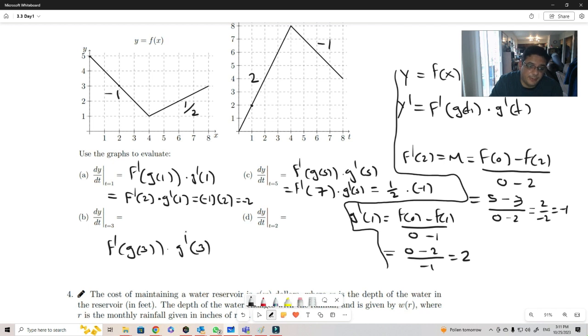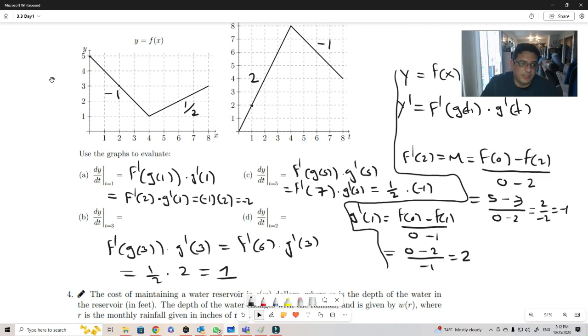So we gotta be careful with getting the right point, because otherwise we can be misled to use the wrong slope, like it happened to me here. So g of 3. So who is g of 3? g of 3 is going to be 6. And so this is f prime of 6 times g prime of 3. So f prime of 6 is 1/2, and then g prime of 3 is 2. So this is 1 at the end.